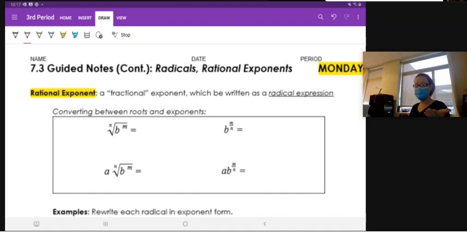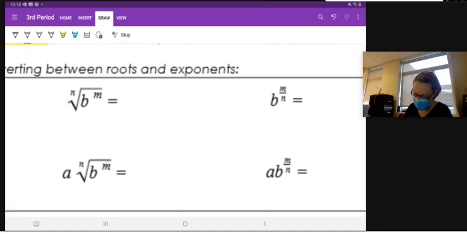Exponents that are fractions and roots are the same thing. And we're going to talk about why that is and how that works here in just a moment. First, we're just going to talk about how to convert back and forth between the radical expression and the exponent expression. So let me zoom in here as much as I can.